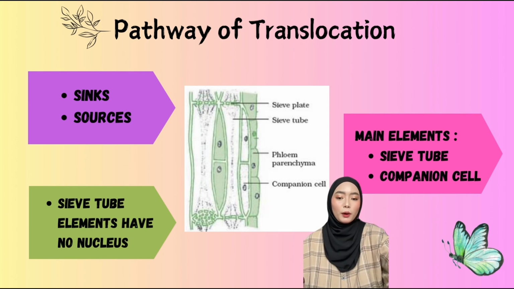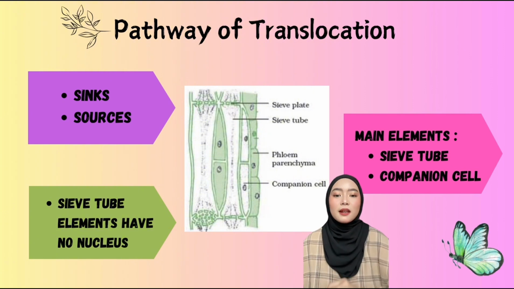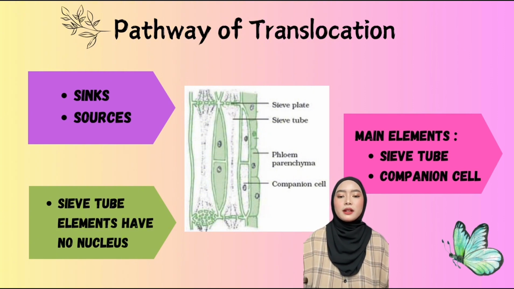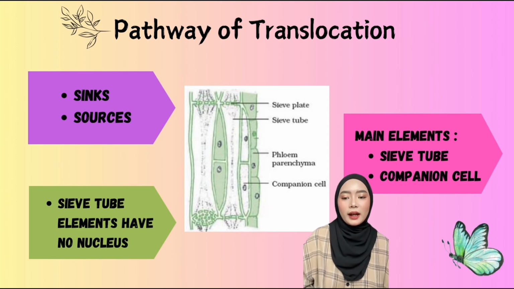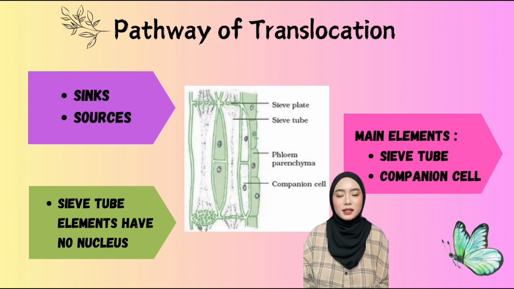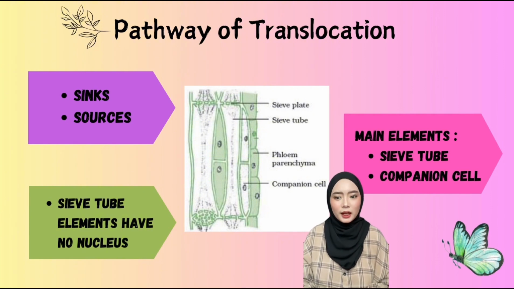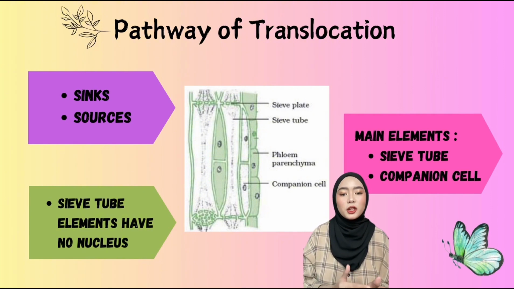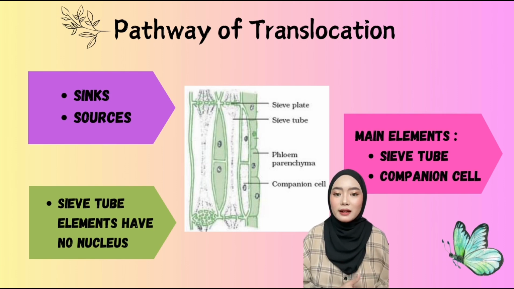The main elements of phloem are sieve tube elements and companion cells. Sieve tube elements have no nucleus. Sieve tube elements transport sugars and other organic compounds through the phloem of the plant. The phloem is a system that facilitates the efficient movement of nutrients through special cells. We call them sieve tube elements and companion cells.